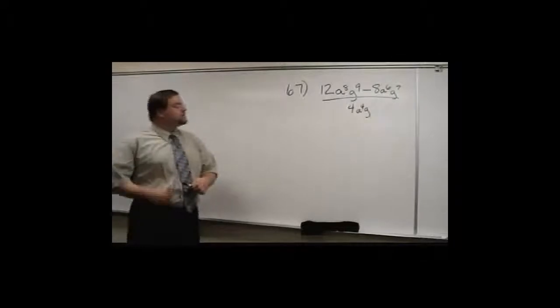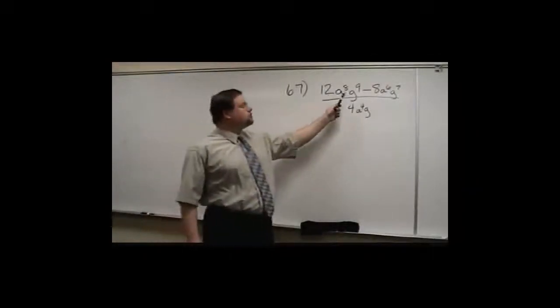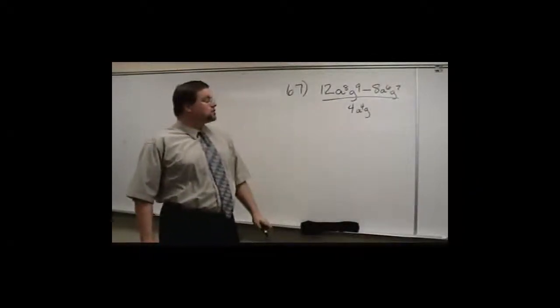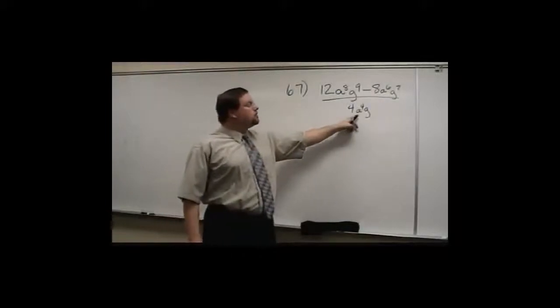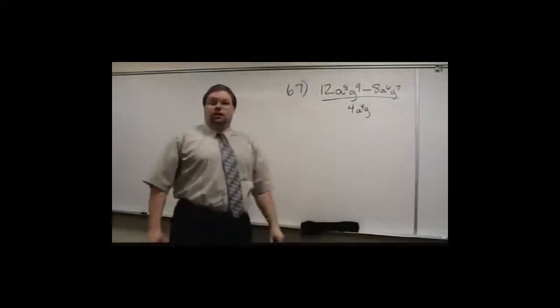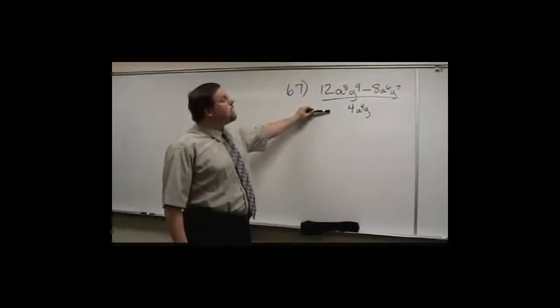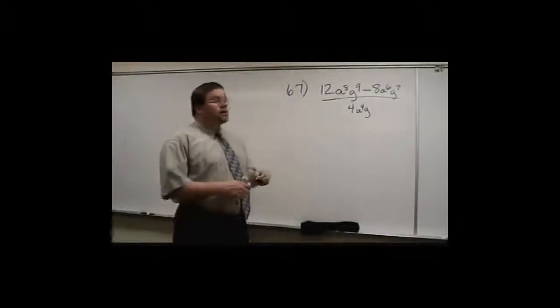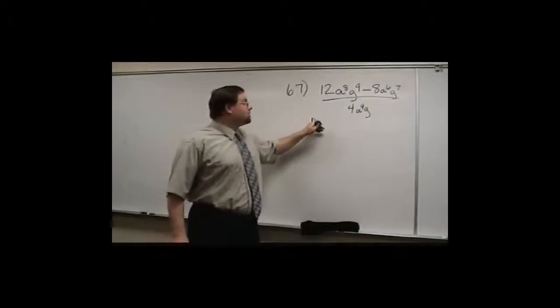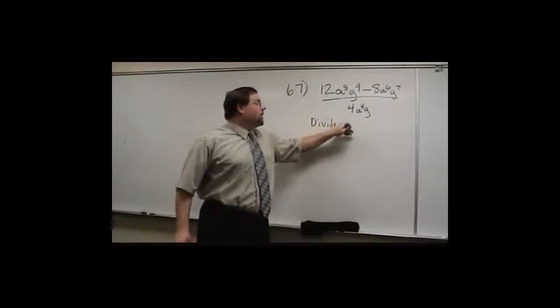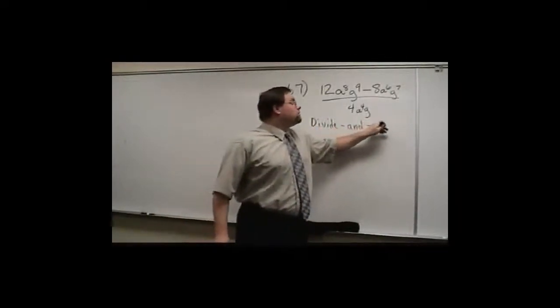Okay, this is number 67. So we have 12a to the 8th, g to the 9th, minus 8a to the 6th, g to the 7th, over 4a to the 4th g. Now, it looks overwhelming. It looks difficult. Whenever you have a polynomial on top divided by a monomial, just one term, I like to say divide and conquer. What do I mean by that?